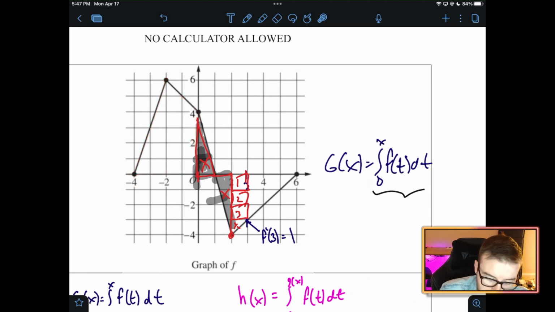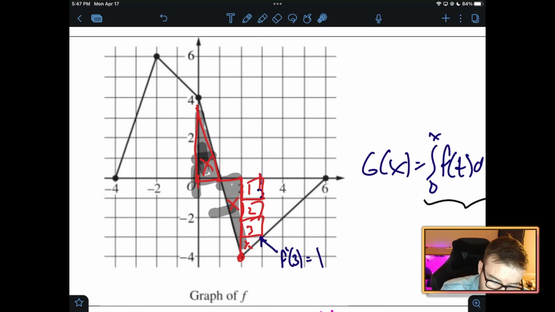And then make it negative. Well, this would be 1, 2, 1, 2, 3, 4, 5, 6. So this is 6. 6 times 2 is 12 divided by 2. And then this is a little half.